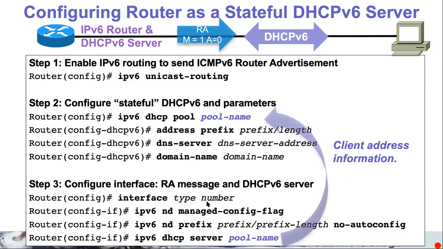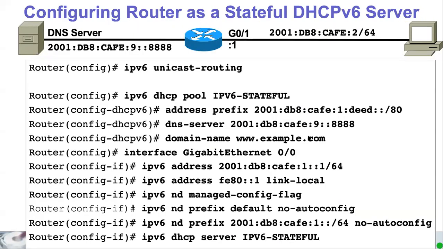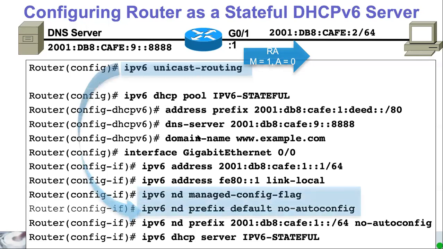And we're going to associate this interface, say, oh, by the way, I'm also acting as a stateful DHCPv6 server on this interface. So the router's going to send out the router advertisement and also act as a stateful DHCPv6 server. So let's take a look here. This command sends out the router advertisement message. We've got the M flag set to 1 and the A flag set to 0.